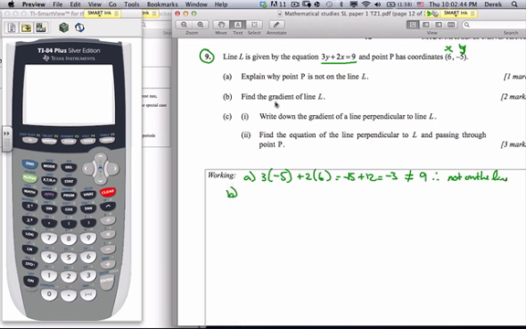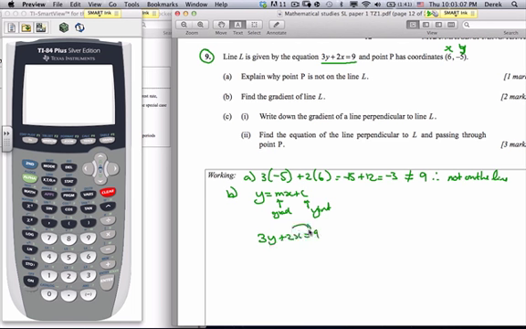B, find the gradient of the line. Now if we want to find the gradient, we need to put our equation into this form: y is equal to mx plus c, where m is your gradient and c is the y-intercept. So getting this, we've got 3y plus 2x is equal to 9.